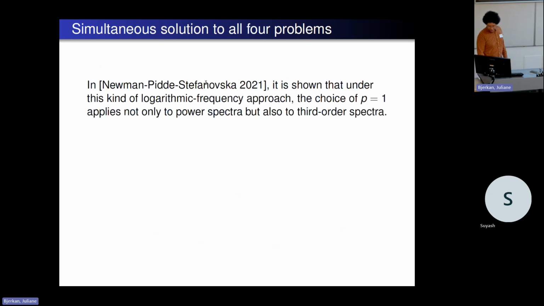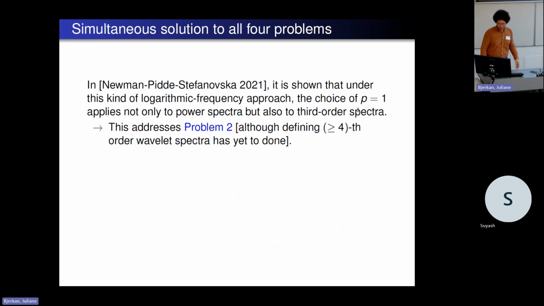And incidentally, remember my problem 2 was that the p equal to 1/2 was specific to power spectra, but it would be irrelevant for higher order spectra. Well, it's been shown that at least for third order spectra, when you use this logarithmic frequency approach, then the choice of p equals 1 is consistent. It applies both for second order spectra and the higher order spectra. And so this solves problem 2, at least going up to third order spectra, although defining fourth and higher order spectra for wavelets hasn't been done yet. So we've now solved all 4 problems.